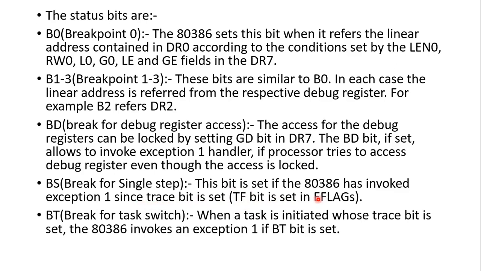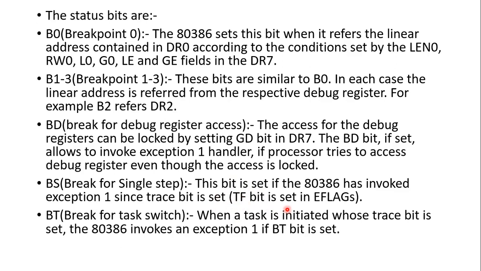So it is said that when the BS bit is set, the 80386 has invoked exception 1. Exception 1 means what? The debug fault, since the trace bit is set and it needs to trace whether you are performing the execution properly. And when is this possible? When the trap flag in the E flag register is set. Now, what is the functionality of the trap flag that we saw in the flag register? The trap flag is generated after execution of each instruction. Whenever each instruction is executed, the trap flag bit is set.